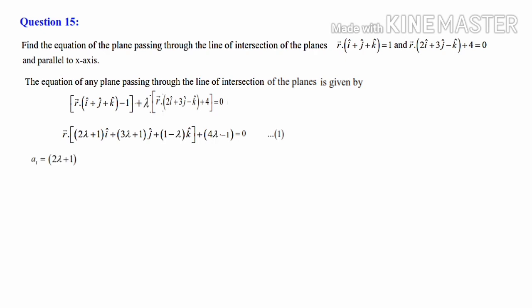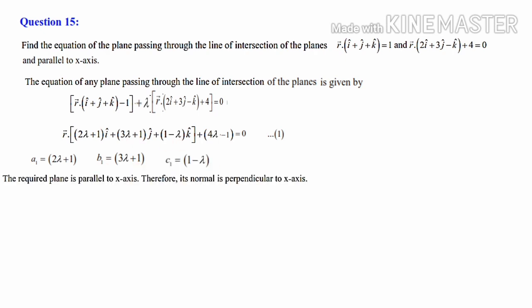Then from here the direction ratios of the normal we can write, that is 2 lambda plus 1 is a1 and b1 is 3 lambda plus 1 and c1 is 1 minus lambda. And it is given to us the required plane is parallel to x-axis. Therefore its normal is perpendicular to x-axis. Let's visualize this one. The required plane is parallel to x-axis, and this plane is already having a normal, that is this one, this red line. And when you compare this red line and this x-axis, they are perpendicular. So that is what it is written. The normal is perpendicular to x-axis.